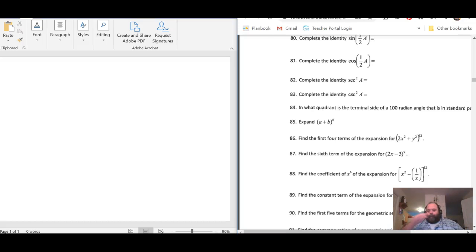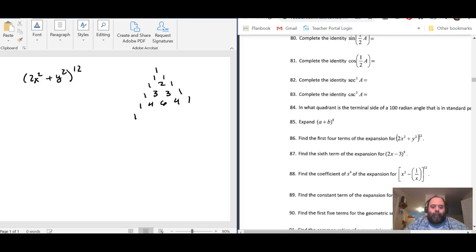Okay, so let's take a look at problem number 86 here. The problem asks me to expand (2x² + y²) to the 12th. Now, in the past, I've done this using Pascal's triangle. If you go back and look at some of the videos in the past, you'll see that I've done something like this to be able to get the coefficients for the problems, right?